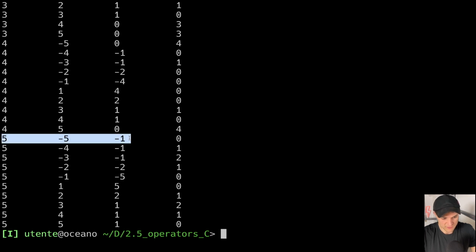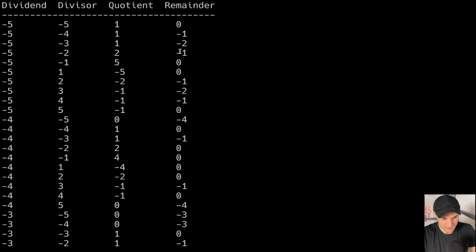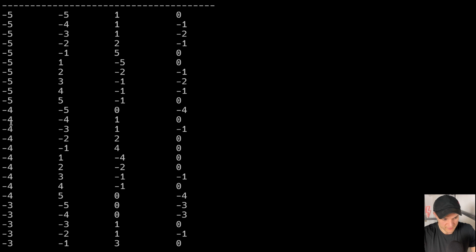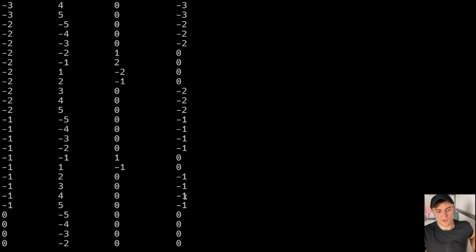For division, I balance the sign. For remainder, I care only about the dividend. And as you can see, for all the positives, the remainder is always positive. Look here. And on the contrary, for the negatives here, I always have a remainder which is either 0 or negative. Cool, my friend, now you understand the modulo operator in C.